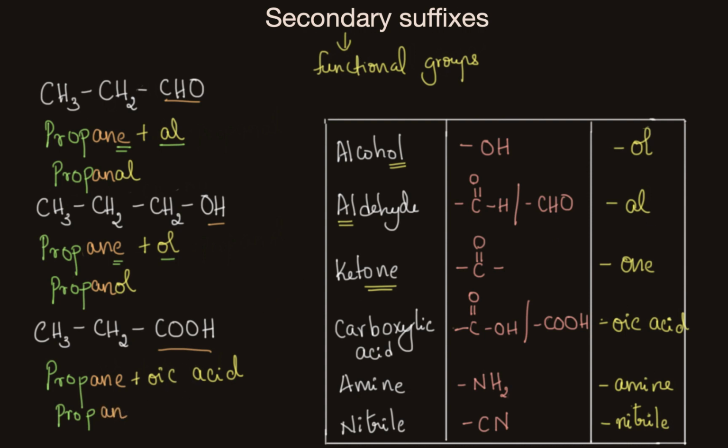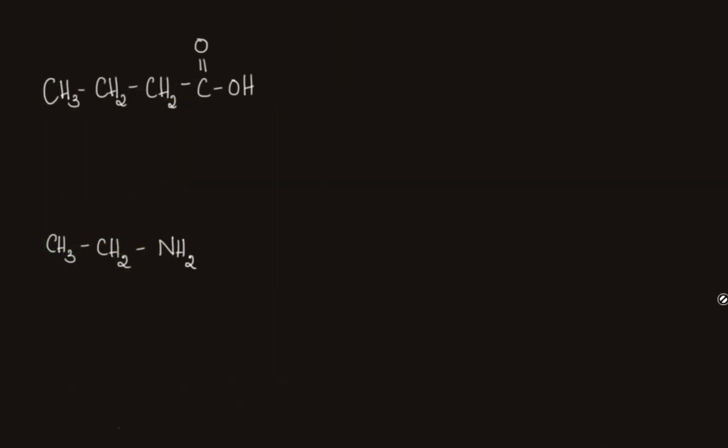Now let's replace that by oic acid. So this becomes propanoic acid. Now we can clearly differentiate between these three compounds, right? The first one is called propanal, second one is propanol, and third one is propanoic acid. This is why we started giving the secondary suffix. Let's name these two compounds giving their root word, primary suffix and secondary suffix.